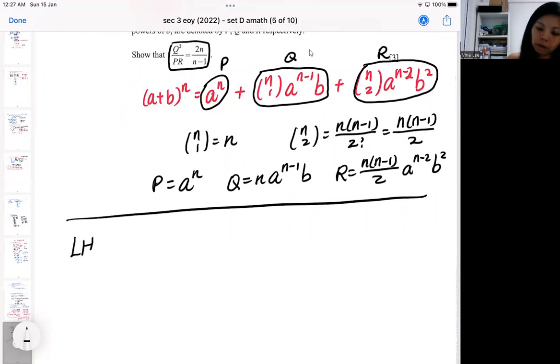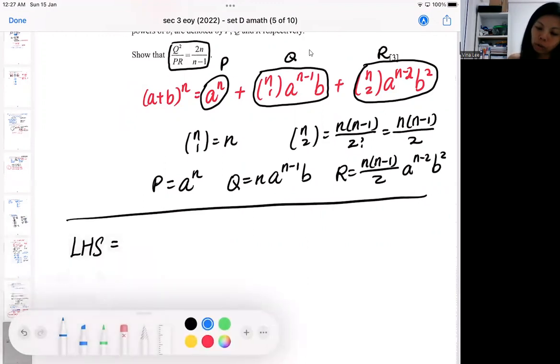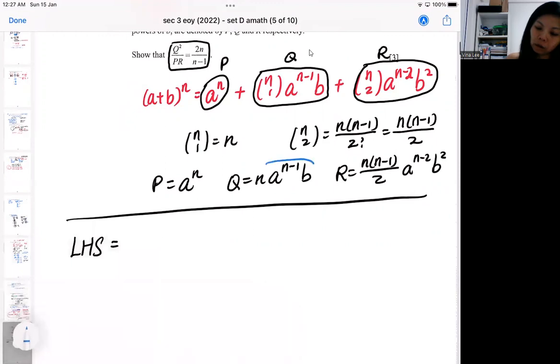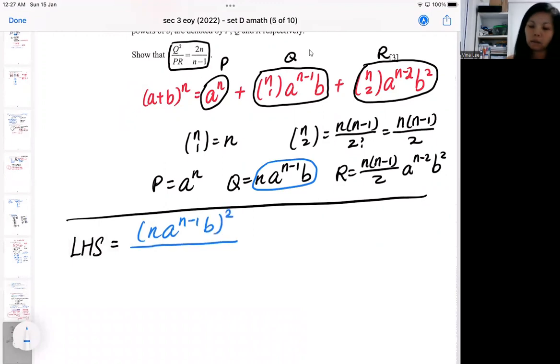So I'm going to execute my left-hand side. Look carefully at my left-hand side. My left-hand side has a Q squared. So how do I do a Q squared? That means this whole thing will be squared. The bottom part is P and R. So I'm going to multiply these 2 big chunks of things.